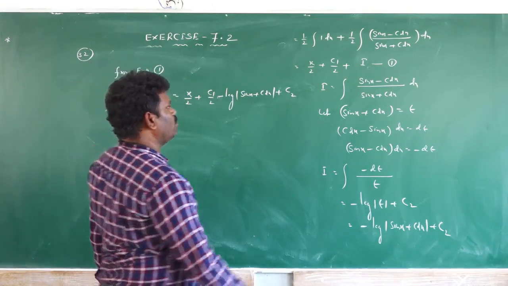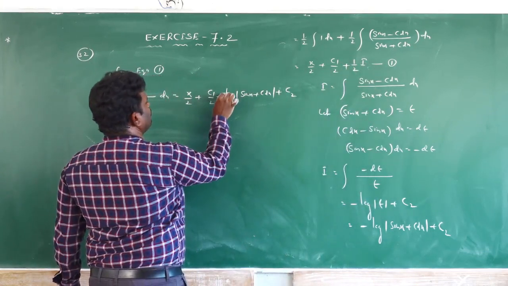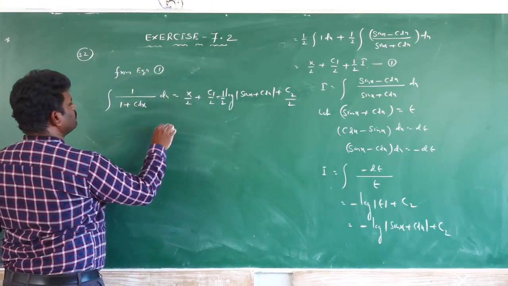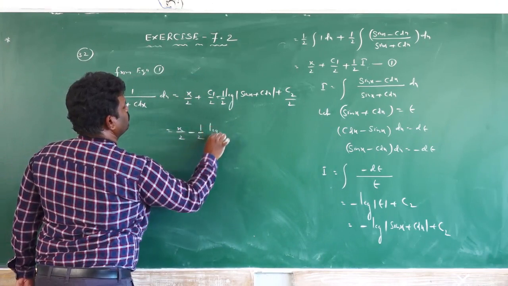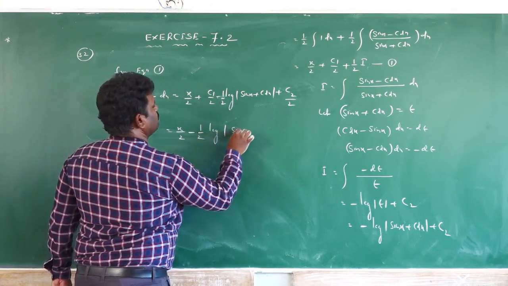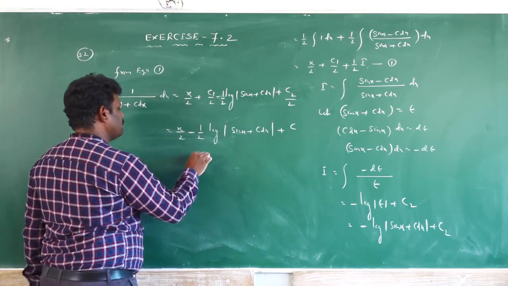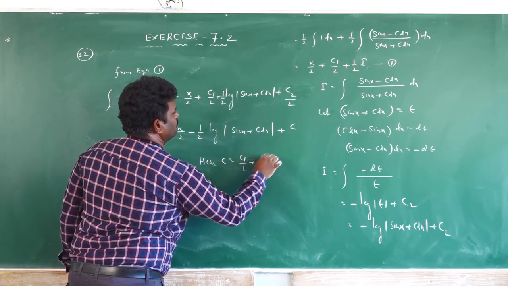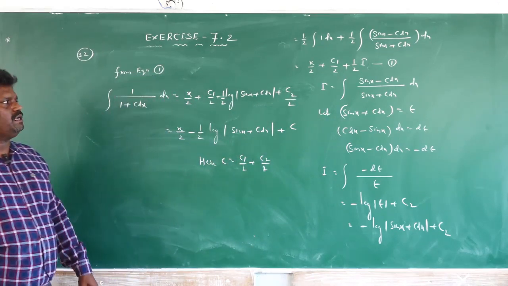Here 1 by 2 into I is written, so 1 by 2 applies to both terms. Then finally, the result is x by 2 minus 1 by 2 into log of sin x plus cos x plus c, where c is equal to c1 by 2 plus c2 by 2.